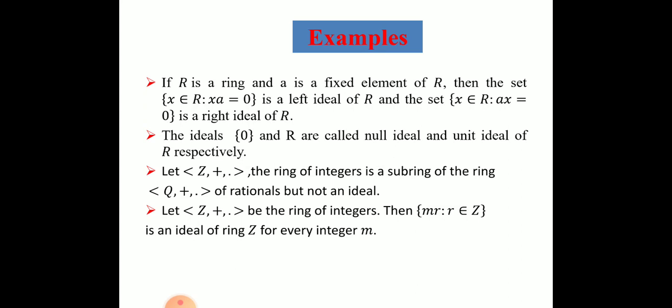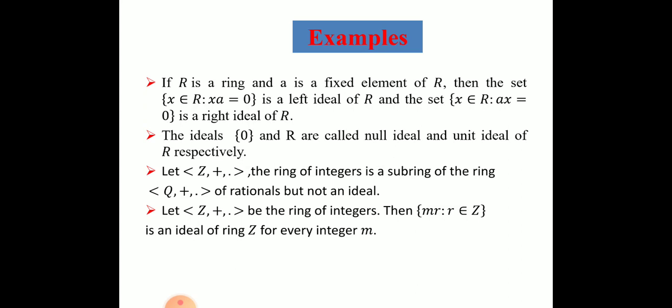And the next example is, let's consider the ring of integers Z. Z is not an ideal of the ring of rational numbers, but in ring and subring we have proved that Z is a subring of the ring of rational numbers. So we can consider it as an example that a subring need not be an ideal. Here Z is a subring of the ring of rationals but not an ideal of the ring of rational numbers.